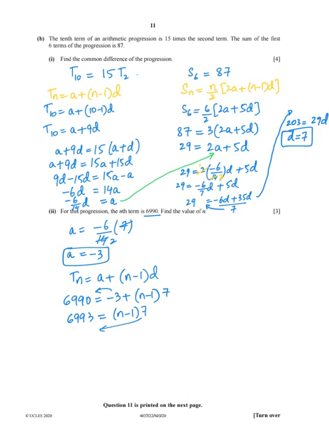6993 divided by 7 gives you the value of 999 equals n minus 1. To find the value of n, you need to shift the 1. So it will be 1000 equals n, and that is your answer.